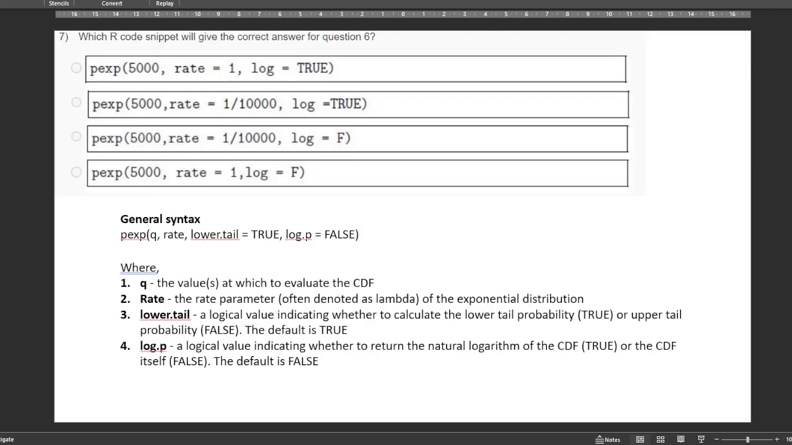Which R code snippet will give the correct answer for the following question 6?